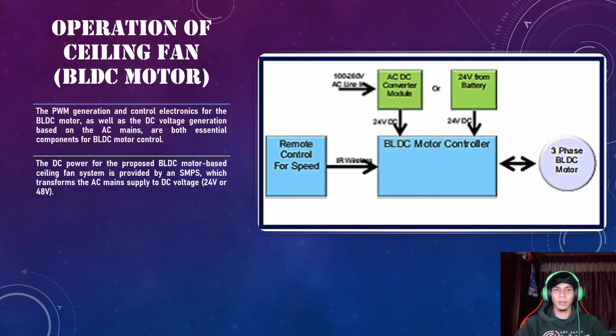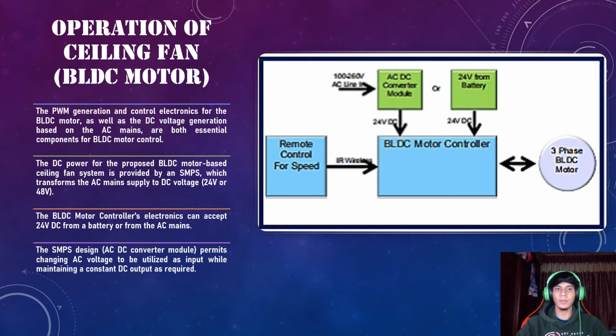Okay, DC power for the purpose of a BLDC motor based ceiling fan system is provided by an SMPS, which transforms the AC supply to a DC voltage of either 24 volts or 48 volts. BLDC motor control electronics can accept 24 V DC from a battery or an AC supply. The SMPS design, which we can know as an AC-DC converter module, permits changing AC power to be utilized as input while maintaining a constant DC output as required.